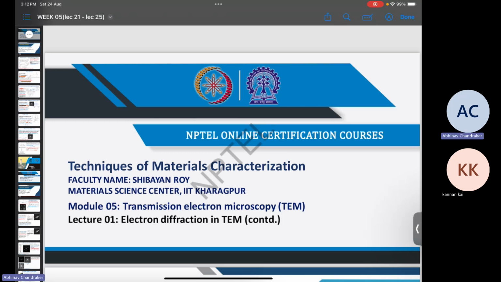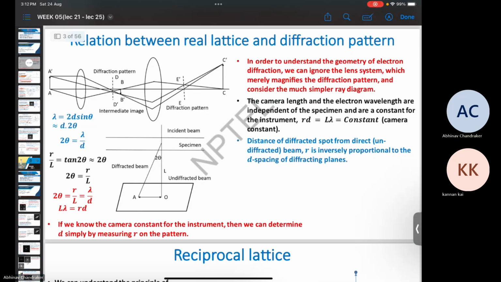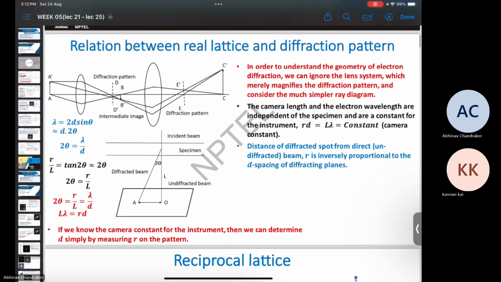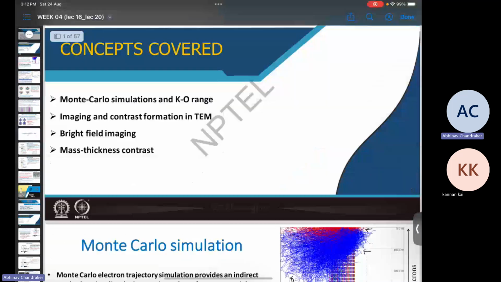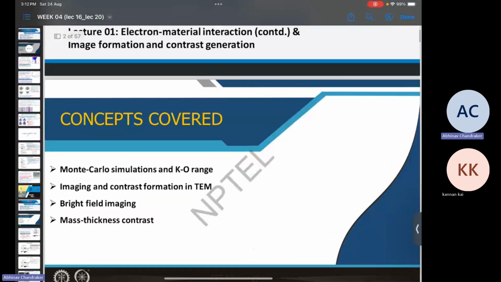If any of you have any doubts regarding TEM, which was the basics of TEM covered in the previous week, you can ask now.